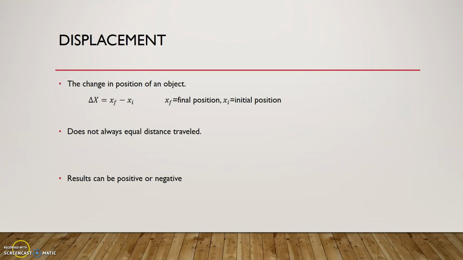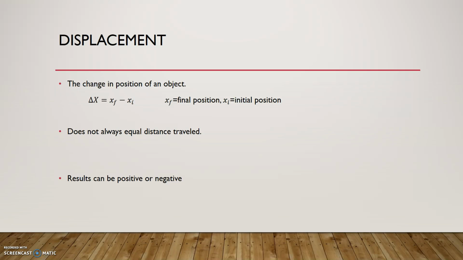Displacement is the change in position of an object. As we can see, we have the equation delta x equals xf minus xi. Delta x in physics means the change in, and xf equals the final position, while xi is the initial position.